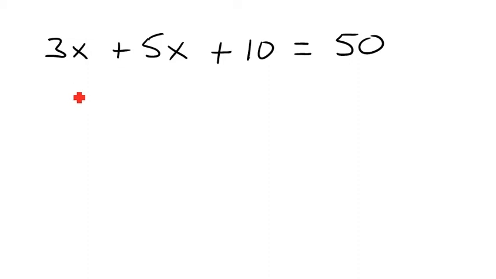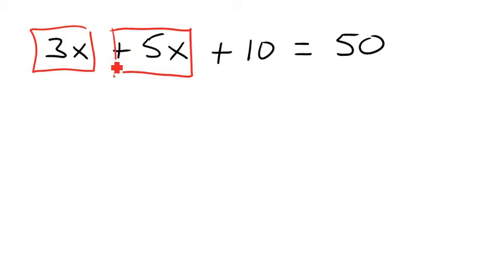Okay, for our second problem, if you notice, we have 3x and then a positive 5x. They're both positive. So let's combine our like terms together. So if I can put these together, 3x and 5x is 8x. And I'll bring the rest down.